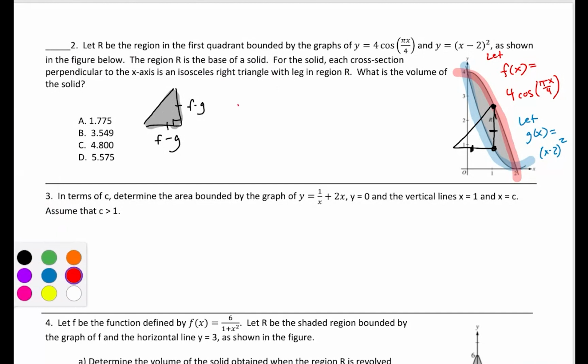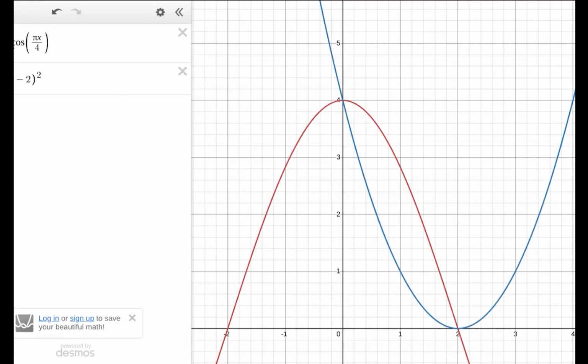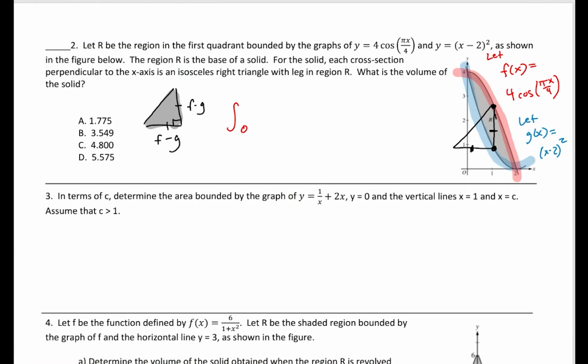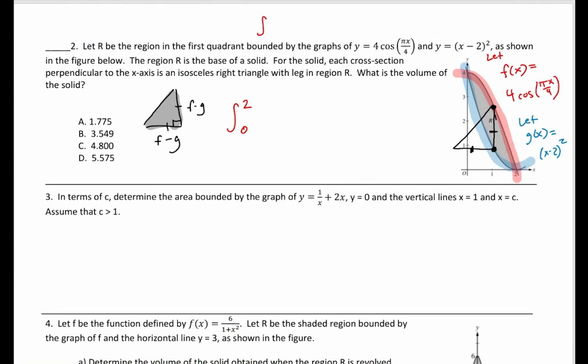So the setup here is going to be the integral from 0 to, it looks like they intersect at x equals 2, but we probably want to verify that. We don't want to just go based on looks, and sure enough, that is at (2, 0). So I've got from 0 to 2. Remember the way we set these up, it's from a to b, we've got the area of the cross section dx. So that area is going to be 1/2 times base times height, and both of those are f minus g, so we'll have 1/2 (f minus g) squared dx.